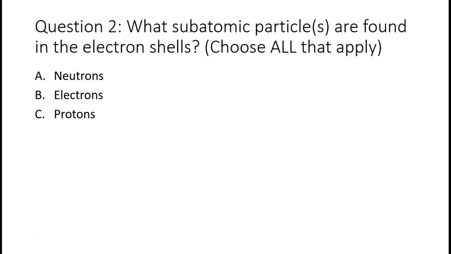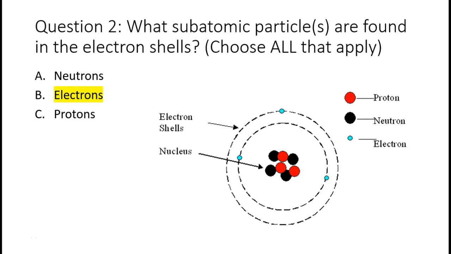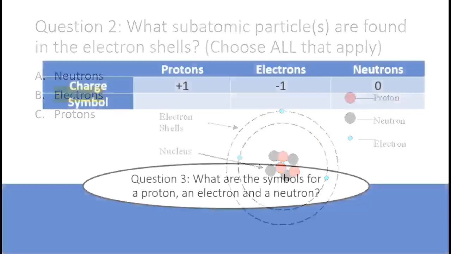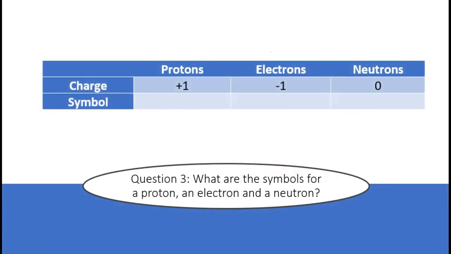Question 2. What subatomic particles are found in the electron shells? Choose all that apply. These are the electrons. The electron shells are the circles on the outside, and the electrons are found on the electron shells or the orbitals. These are the blue dots here. Question 3. Put the video on pause, give this question a try, and then come back and push play.